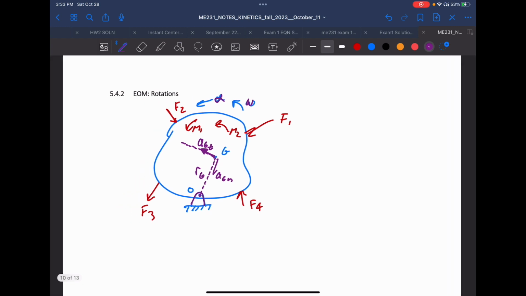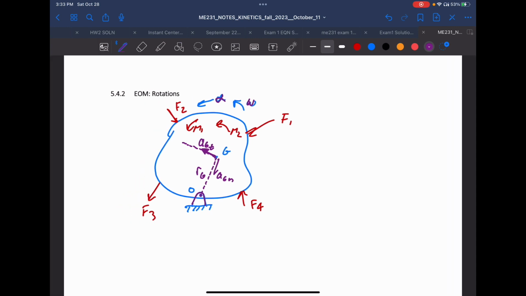So looking at it in those terms, we're going to write out equations of motion as summation of forces. These summation of forces are still at the CG. So we'll have the mass times the acceleration at G in the normal direction, and summation of forces in the tangential direction, like so. And then summation of moments about G. Now the summation of moments is going to be equal to mass moment of inertia at G times alpha. And then our two terms here can be written in terms of alpha and omega as well.